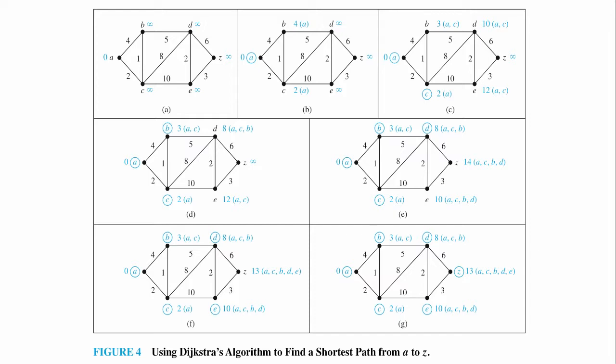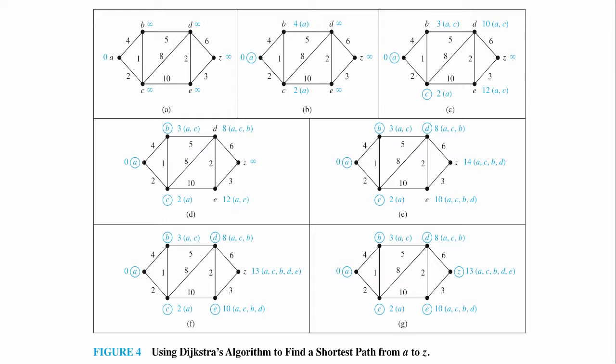At each iteration of the algorithm, the vertices of the set Sk are circled. A shortest path from A to each vertex containing only vertices in Sk is indicated for each iteration. The algorithm terminates when Z is circled, and we find that a shortest path from A to Z is A, then C, then B, then D, then E, and then Z, with length 13. You can examine figure 4 to see how this path is identified.